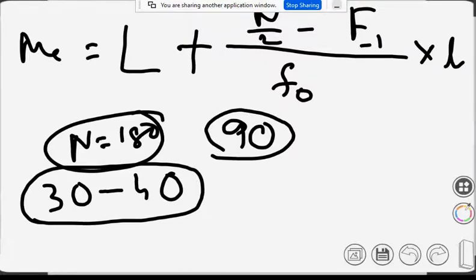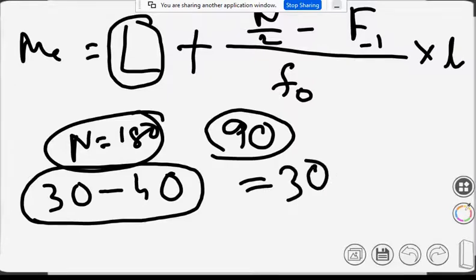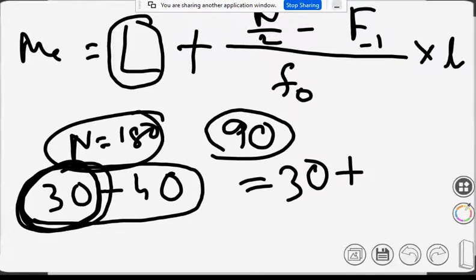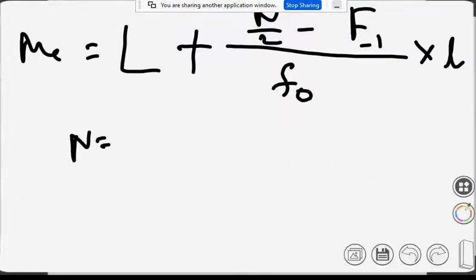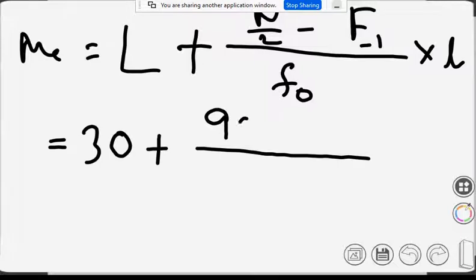So everyone, look at your own table. In the table, L is the lower class boundary of the median class. That means it is equal to 30. So the median class lower boundary is 30. I am circling it. So that is L is 30 plus, let me erase this once more. So what we get is L is 30. Can everyone understand? Yes, sir. n by 2 is 90.